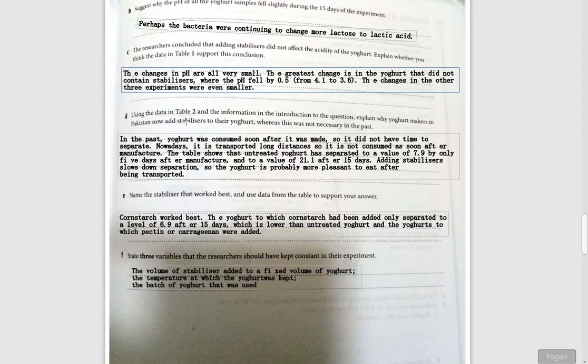So part D. Using the data in table 2 and the information in the introduction to the question, explain why yogurt makers in Pakistan now add stabilizers to the yogurt, whereas this was not necessary in the past. You could say, in the past, yogurt was consumed soon after it was made, so it did not have time to separate. Nowadays it is transported long distances, for example from city to city, which could be a distance of probably 6-7 hours, who knows. Because of that, it's not consumed as soon after it's manufactured.